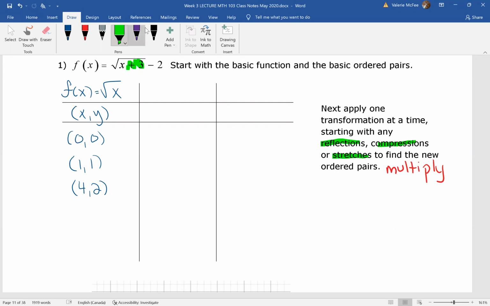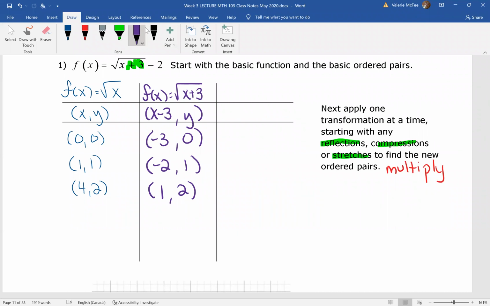So let's look at our second function as f of x equals the square root of x plus 3. What should the new ordered pair look like? Are we changing x or are we changing y? The plus 3 is inside the function. It's right next to x. That means we're changing x and doing the opposite of plus 3. Y stays the same. Why don't you find the ordered pairs here?